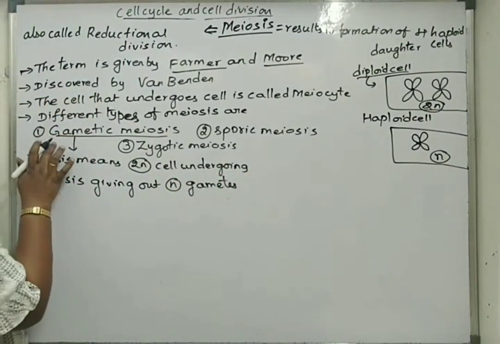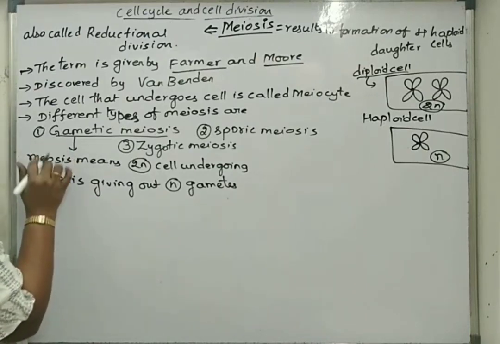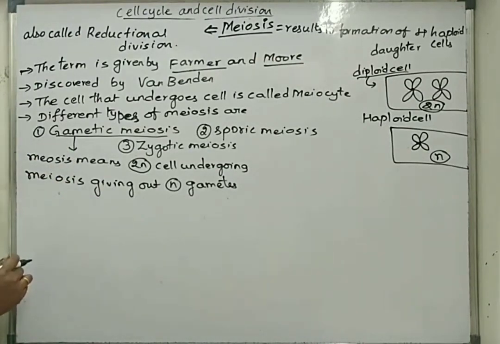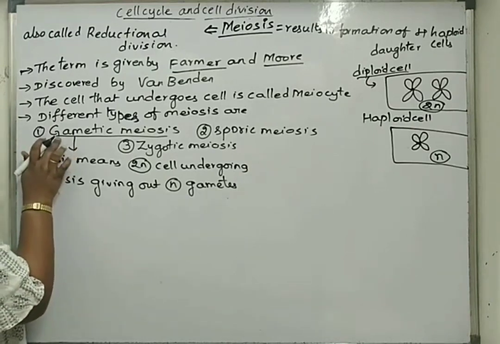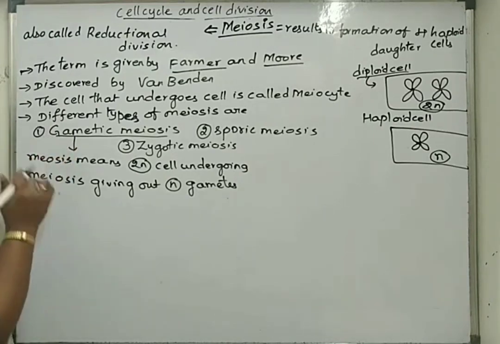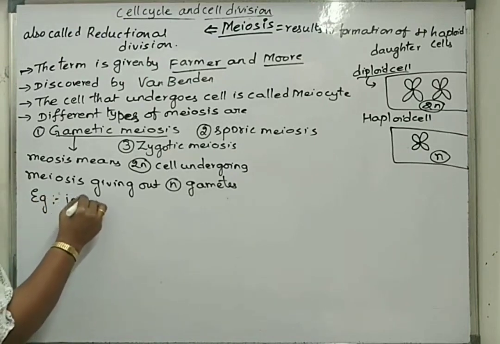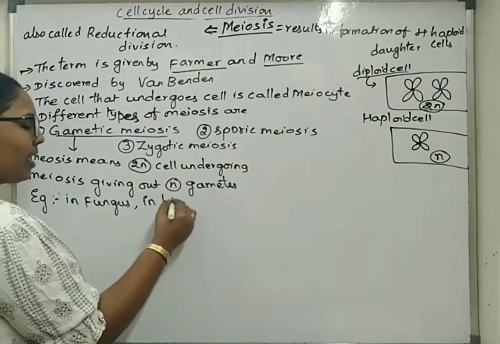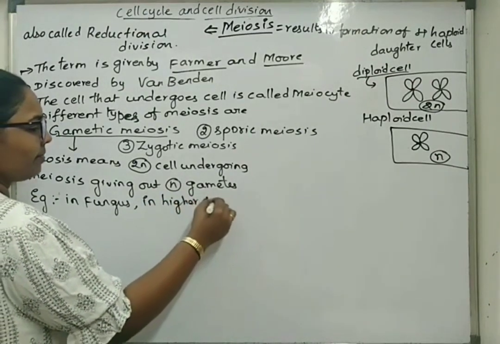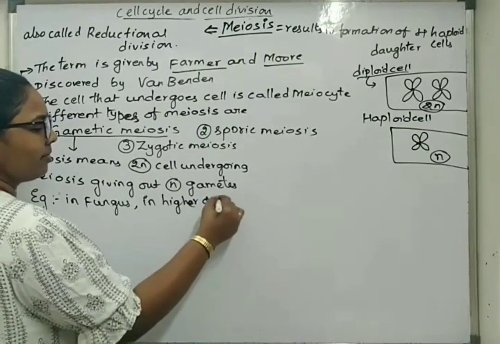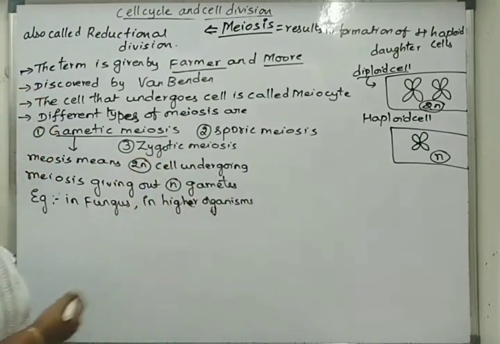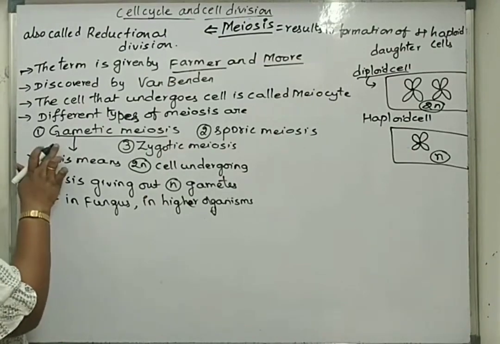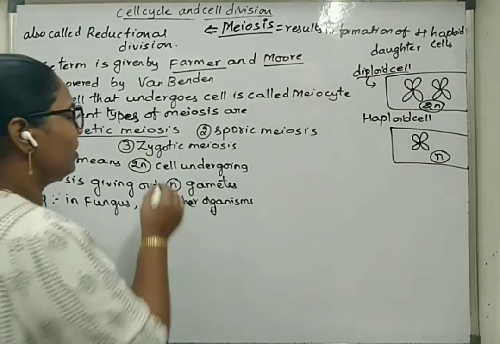Such type of gamete formation happens mostly in higher organisms. For suppose fungus we can take, animal cell we can take. So here zygote is also diploid, but it is not undergoing meiosis in gametic type of meiosis. Example, in fungus, in higher animal cells or higher organisms. In case of gametic meiosis, zygote is not undergoing meiosis.